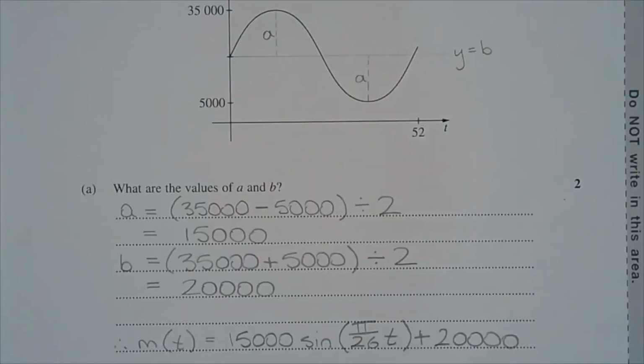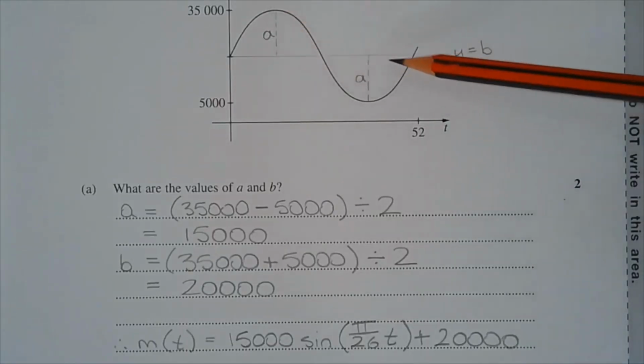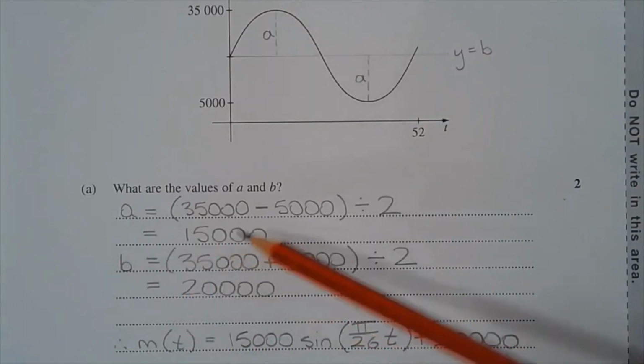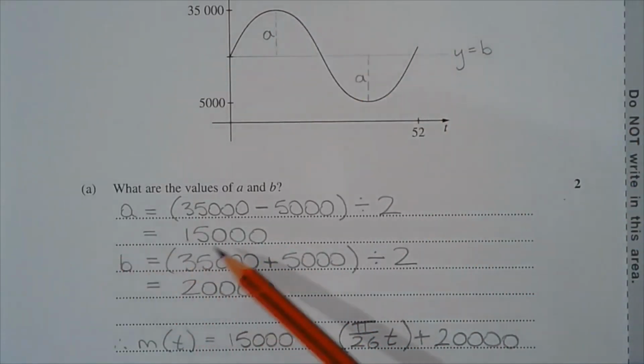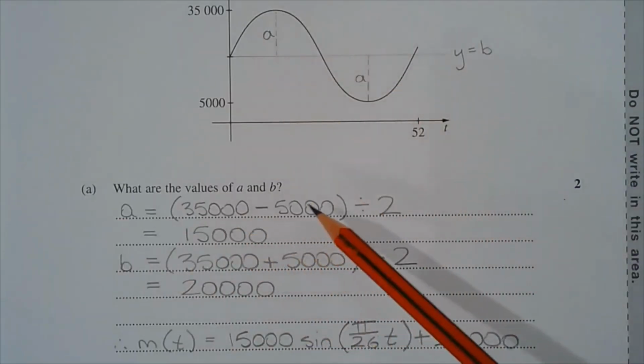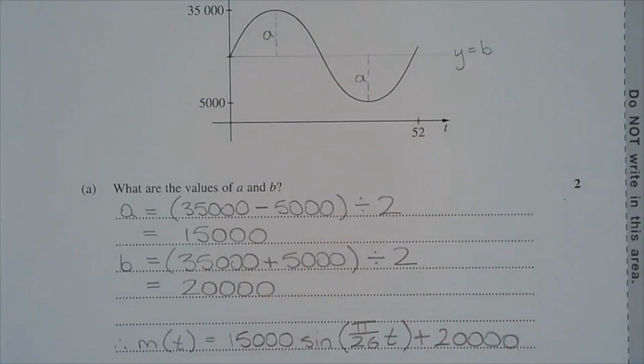A represents the amplitude of the sine wave, which is the distance from the line of centre to either the peak or the trough. Now A can be found by finding the difference between the peak and the trough and dividing that by 2. So A is equal to 35,000, which is the peak, minus 5,000, which is the trough, and then dividing that by 2, that equals 15,000.